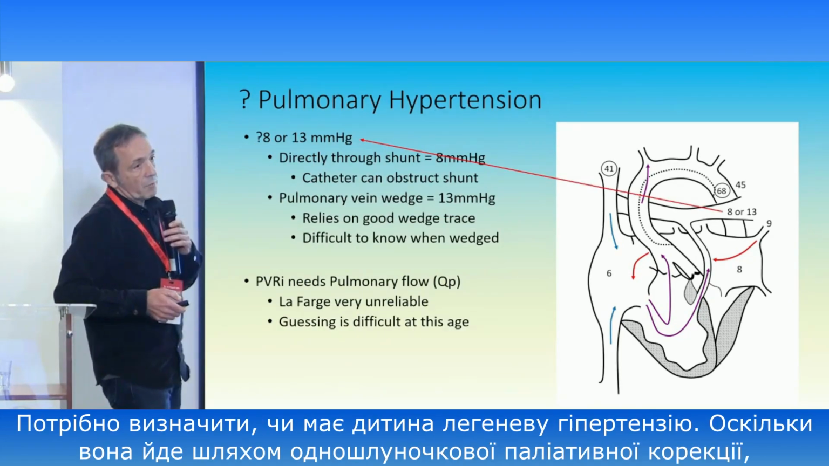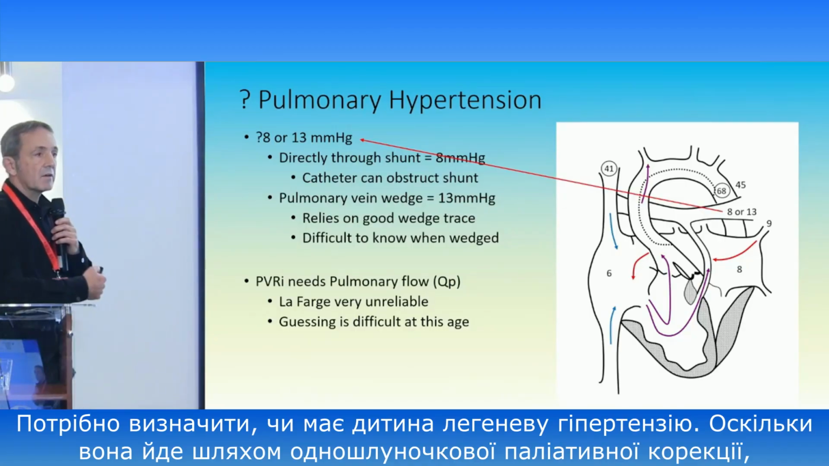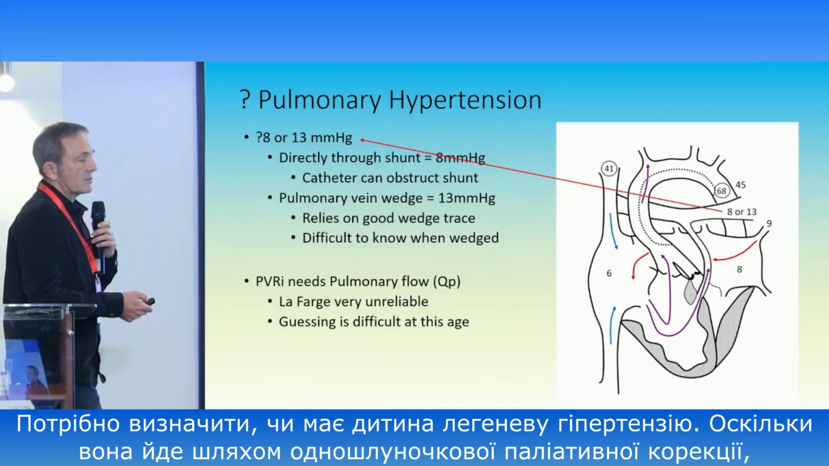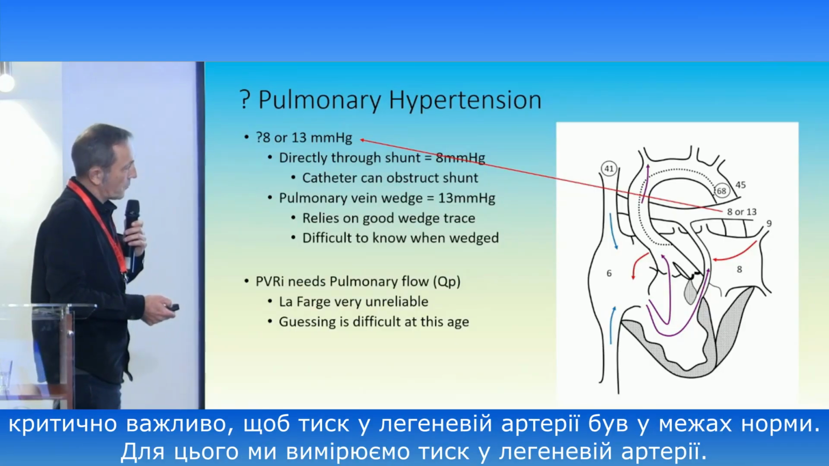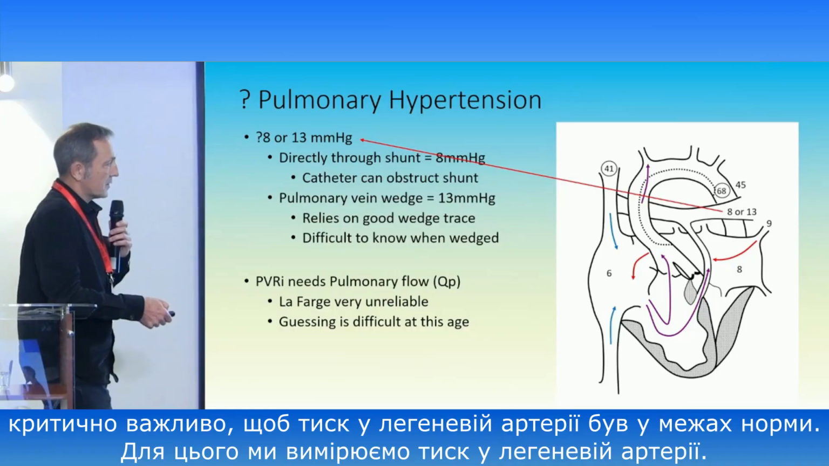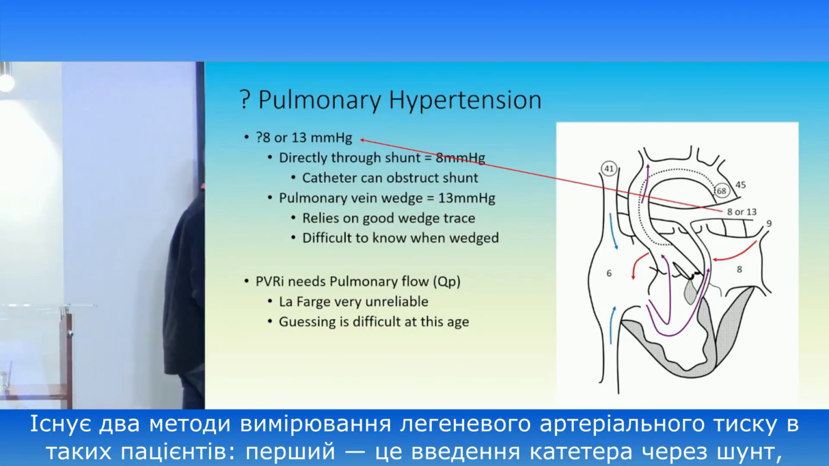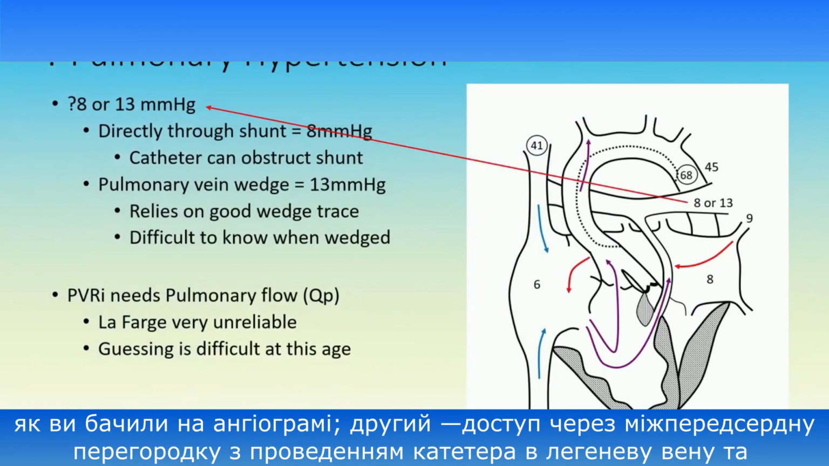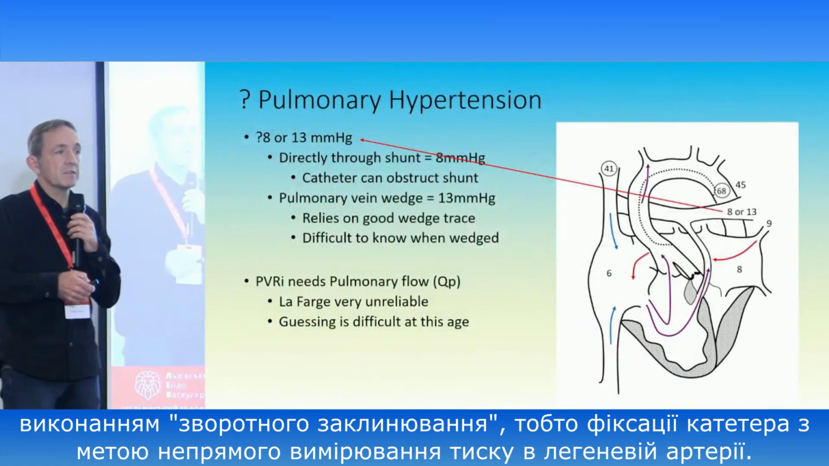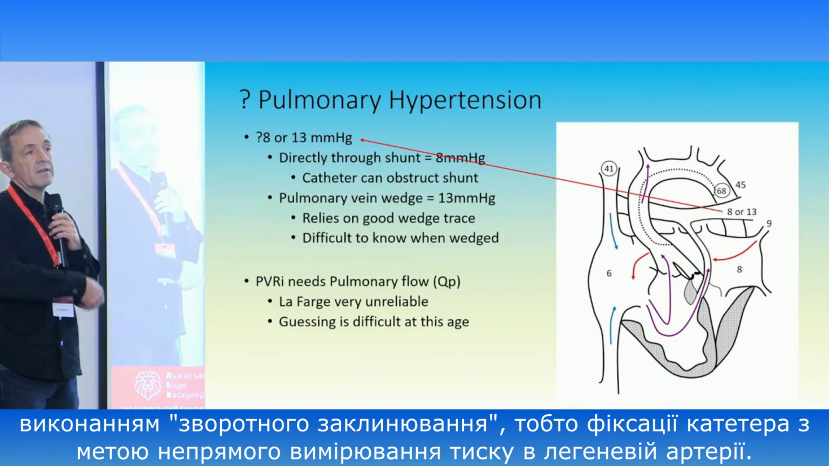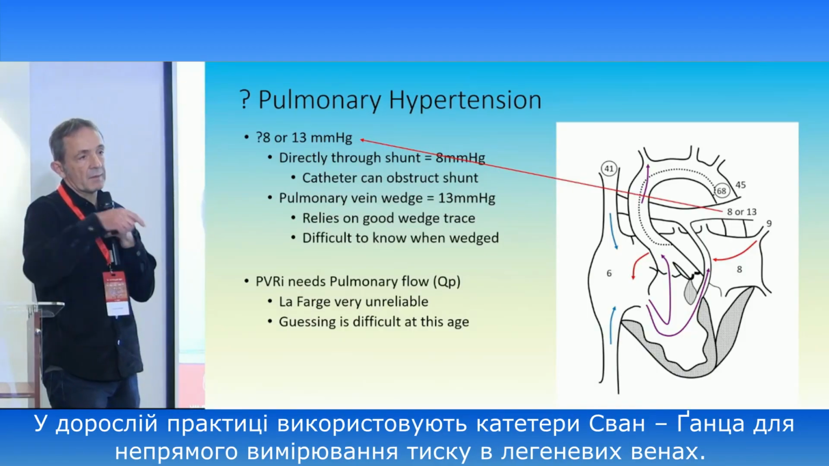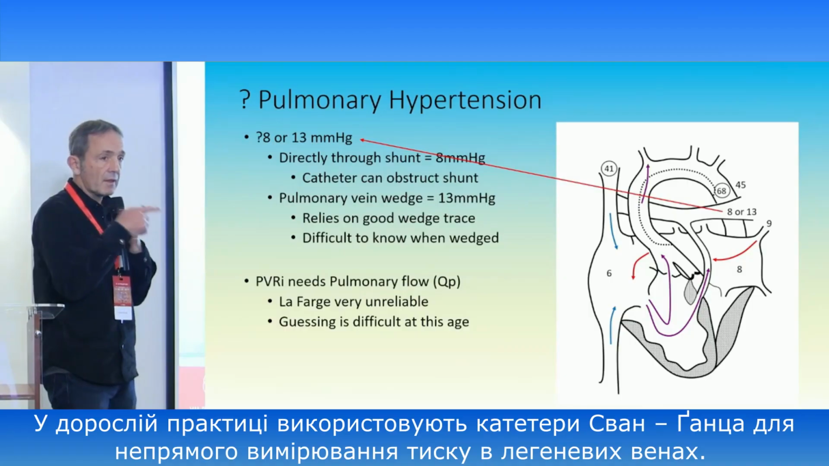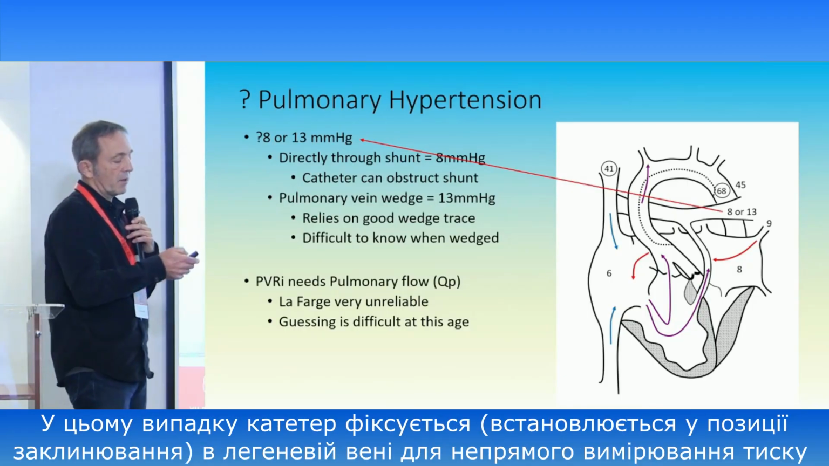You then need to know whether he's got pulmonary hypertension. This child is going to go down a single ventricle pathway. It's going to be extremely important that the pulmonary artery pressures are normal. And so we measure the pulmonary artery pressure. Now, there's 2 ways of measuring the pulmonary artery pressure in these patients. One is to go down the shunt with the catheter, which you saw in the angiogram. The other is to go through the atrial septum up into the pulmonary vein and wedge the catheter in the pulmonary vein to check the pressures using a reverse wedge technique. In adult practice, you do Swan-Ganz catheters to measure the pulmonary vein pressure. Here, you wedge a catheter in the pulmonary vein to measure the pulmonary artery pressure.